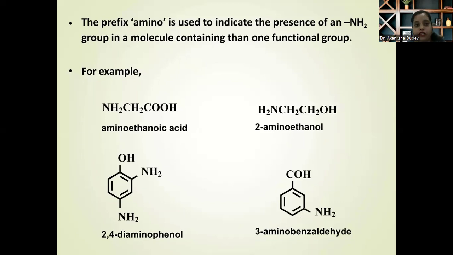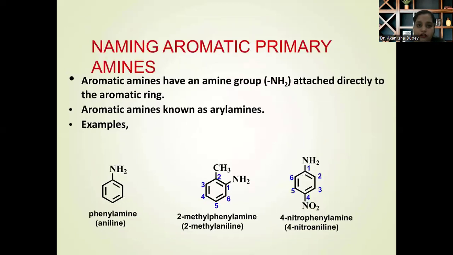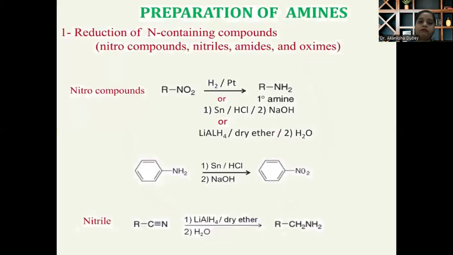And similarly for others. Next, if we talk of naming aromatic primary amines, these are also known as arylamines. Here, basically, the amino group is directly attached to the aromatic ring. As you can see, when a phenyl group is attached to an amino group, it is termed as phenylamine.